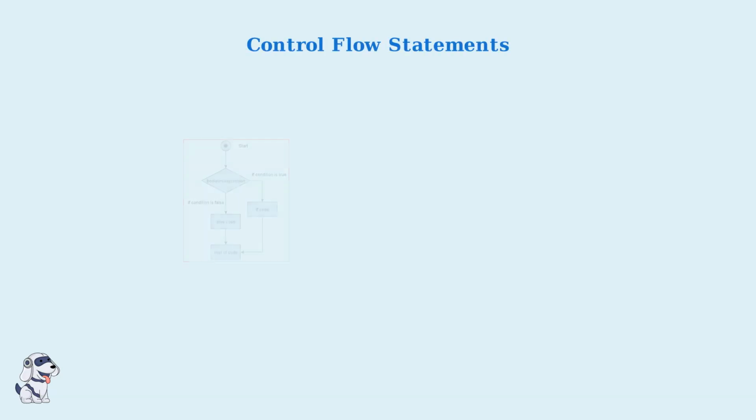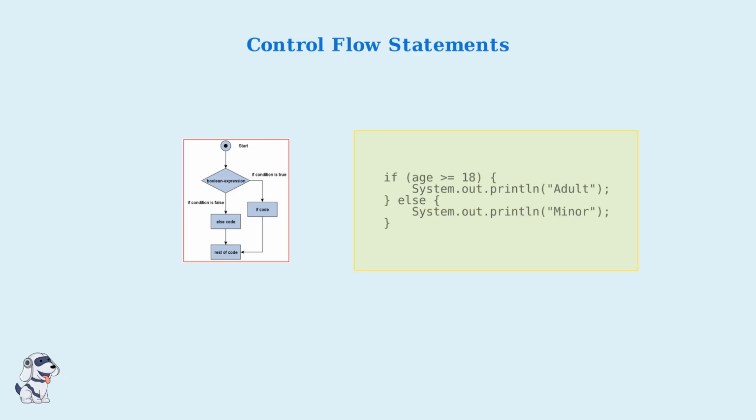Control flow statements allow your program to make decisions and repeat actions. The if-else statement is fundamental for conditional execution based on Boolean expressions. Here's a practical example of an if-else statement that checks if someone is an adult based on their age. The condition is evaluated, and different code blocks execute depending on whether it's true or false.